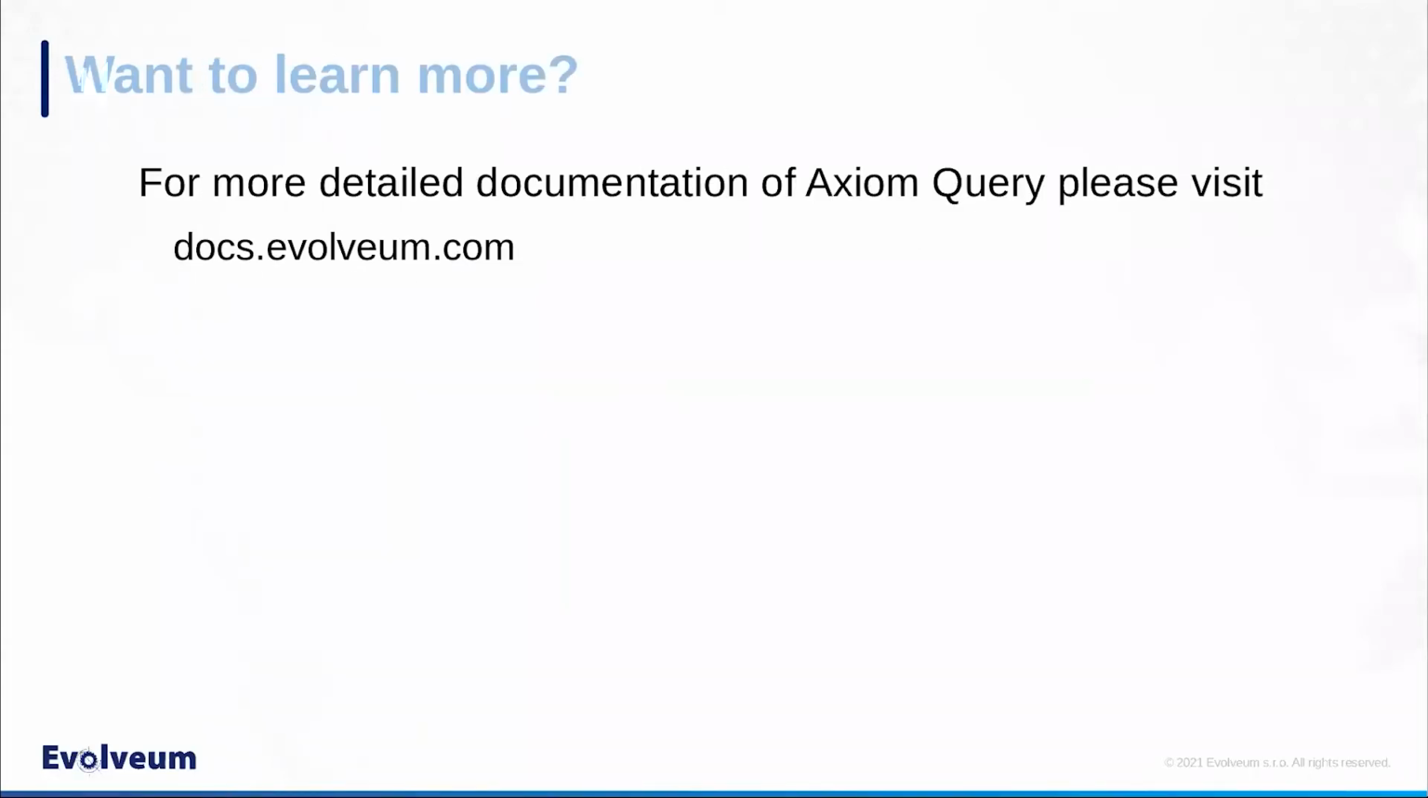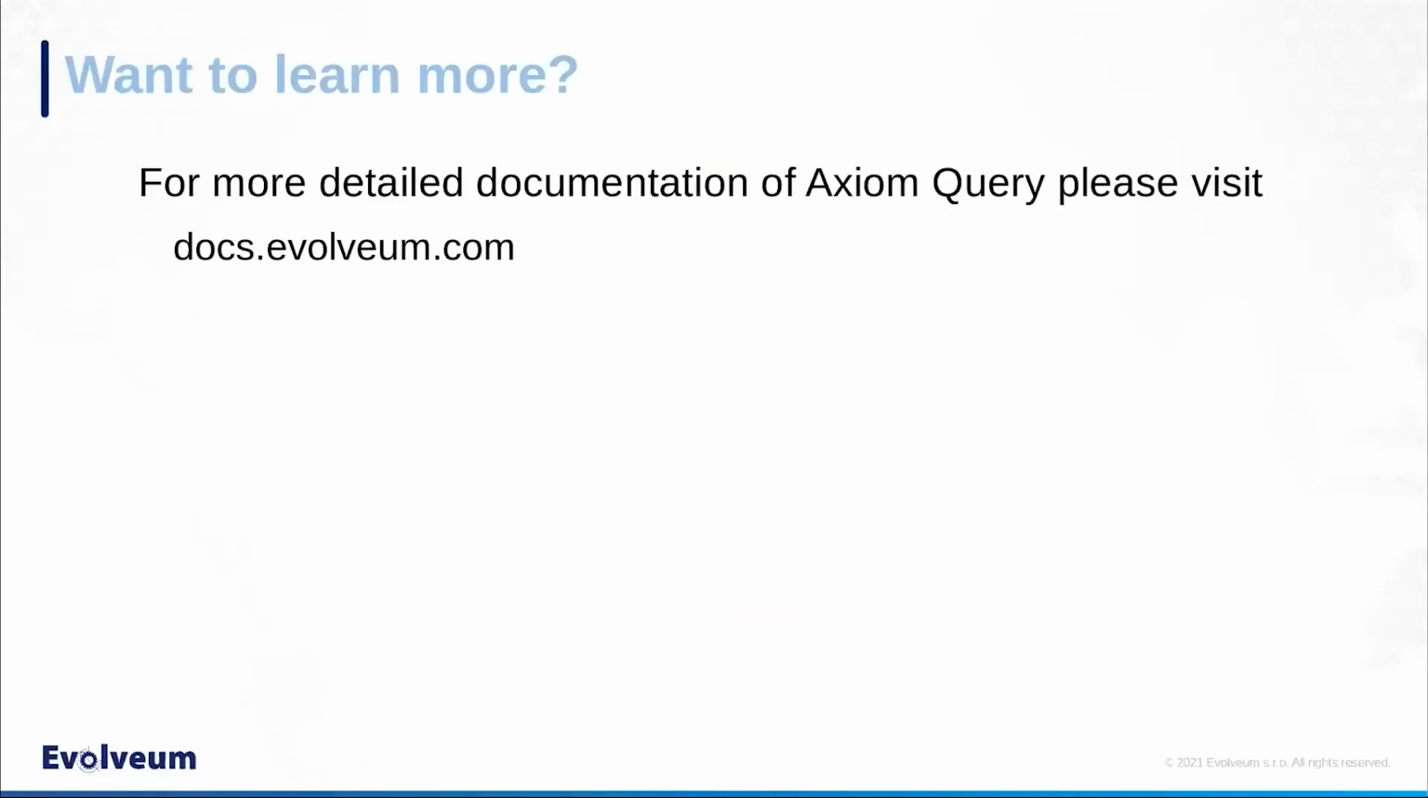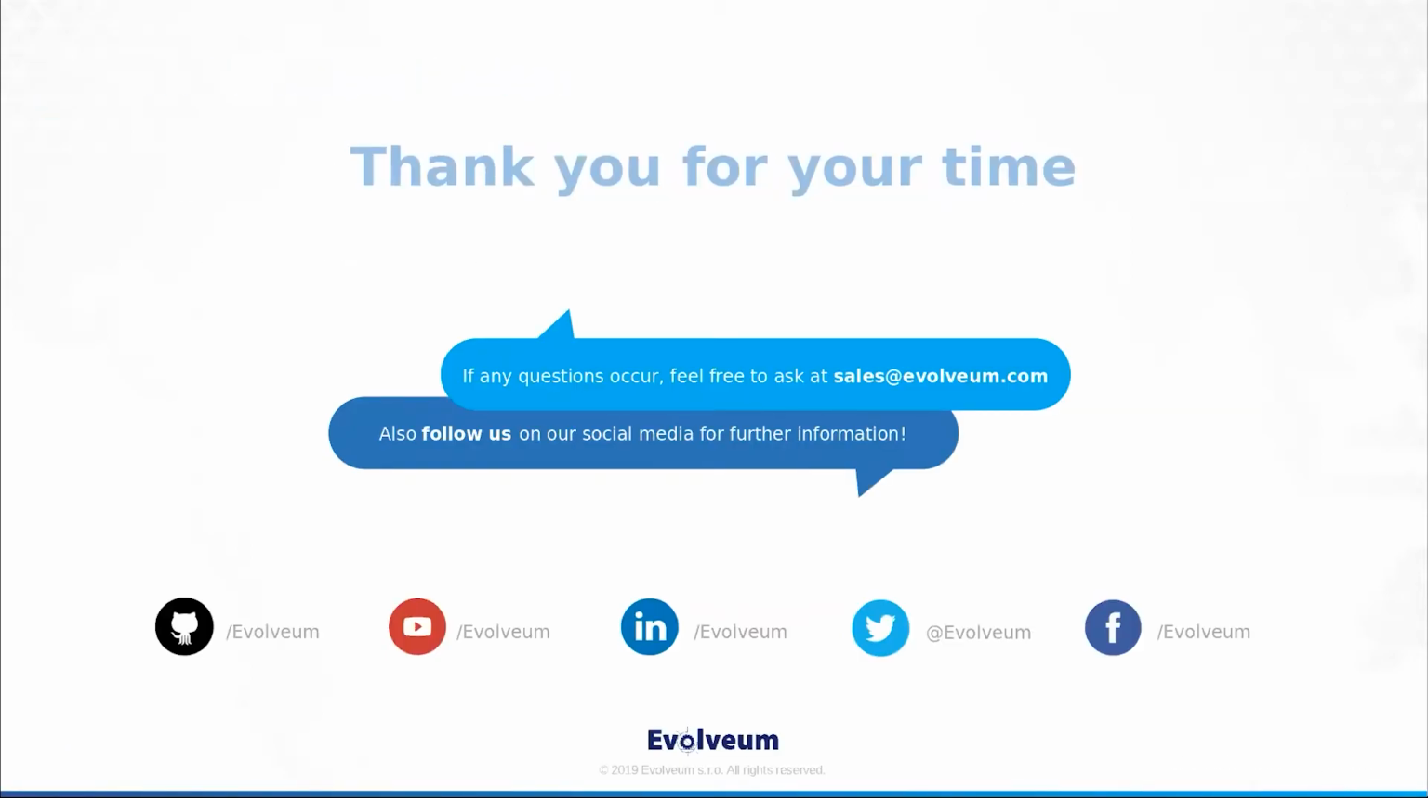For more detailed documentation of the Axiom query, please visit the docs at evolveum.com. We will provide more there. There is documentation for that, and also for other filters, and we plan to provide some additional examples. For example, how to convert some XML filters into the Axiom query. So this concludes my part of the presentation, and opens up the floor for your questions. So please ask questions in the chat or by voice.